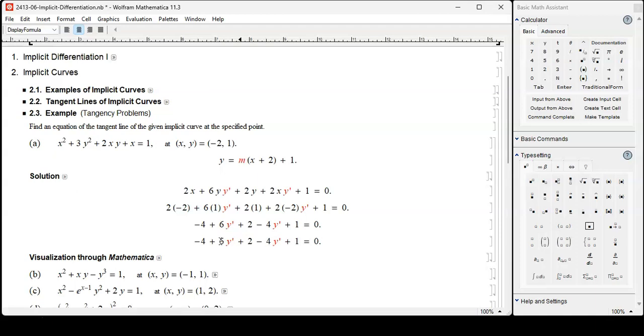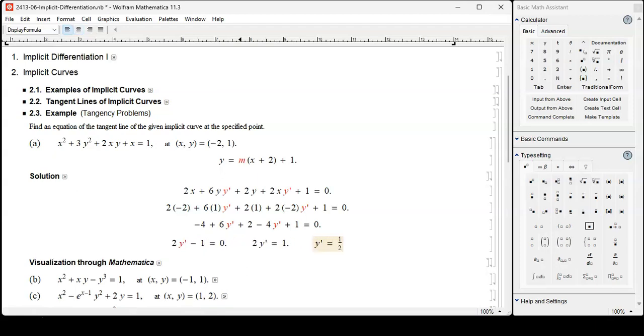So 6 minus 4, so we have 2y prime. And as for the number part, negative 4 plus 2 plus 1, overall I have minus 1. That's easy. 2y prime equals 1. Y prime is 1 over 2. And this is my slope.